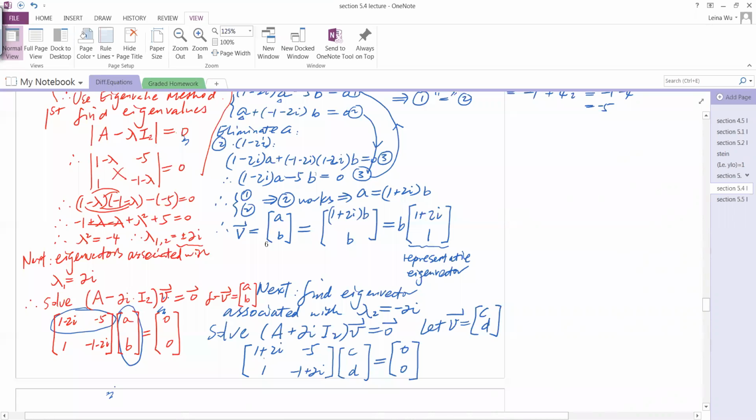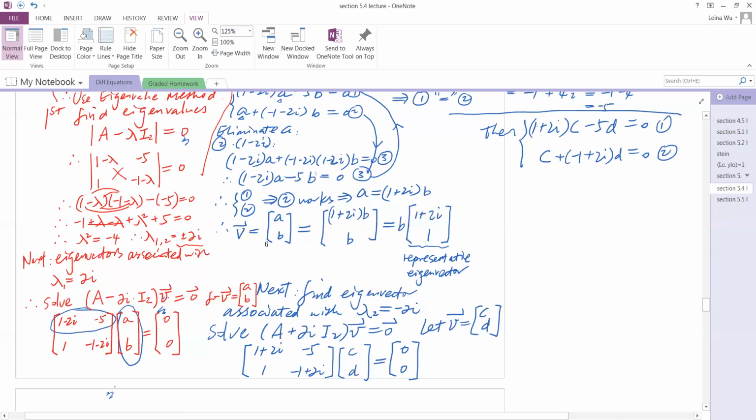Okay, do you guys get this matrix set up as 1 plus 2i, negative 5, 1, negative 1 plus 2i, times c d equals 0, 0? You may have used AB, that's fine. I'm just going to use CD. Then you're going to have 1 plus 2i c minus 5d equals 0, and then c plus negative 1 plus 2i d equals 0, right? We call this equation 1, call this equation 2.